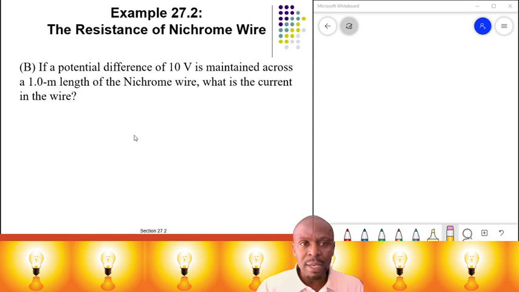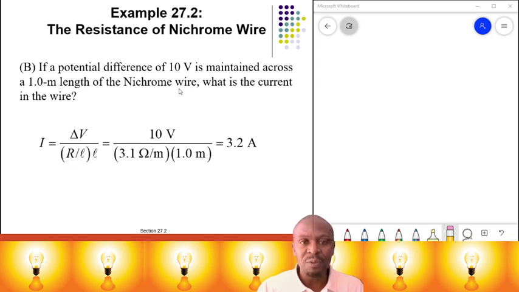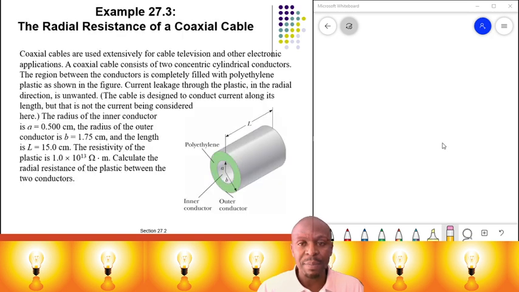Now part B of the question: if a potential difference of 10 volts is maintained across a 1.0 meter length of a nichrome wire, what is the current in the wire? Now you know the potential difference, and you will just divide by the resistance per unit length times L, and then you will get the current as 3.2 amperes.